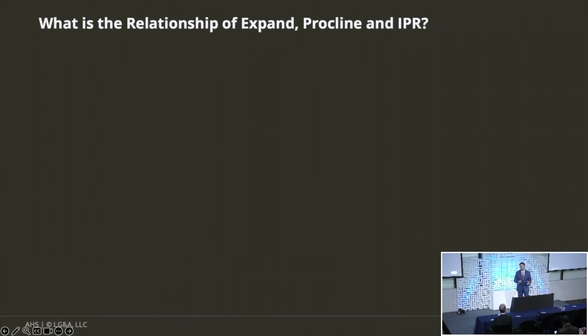So now we're going to build out a little model to give you the relationship of expand, procline, and IPR, the dreaded words, right? Interproximal reduction. We're trying to do a little of that or none of that. And it's happiness. If you could do less of that, you should be happier. If you could do less IPR, your team should be happier about that. And if you could do less IPR, your patient will be happier about that.